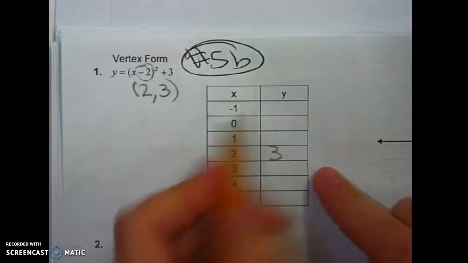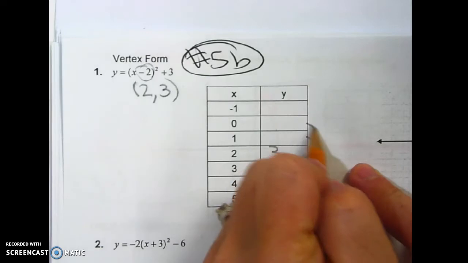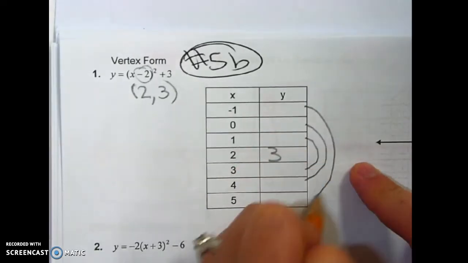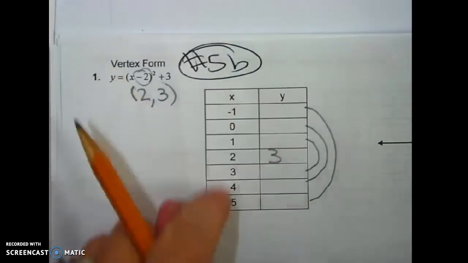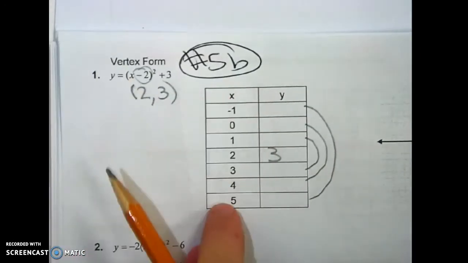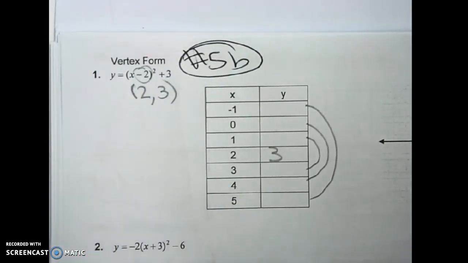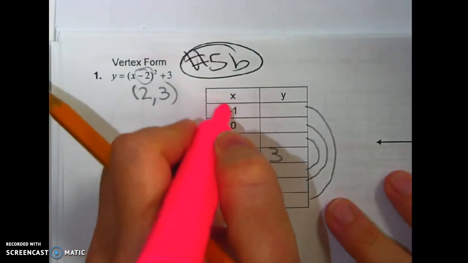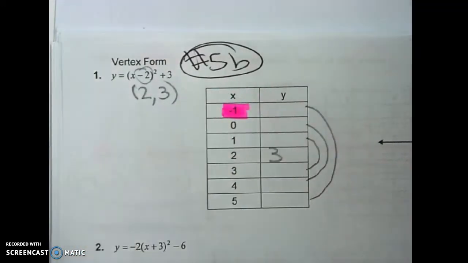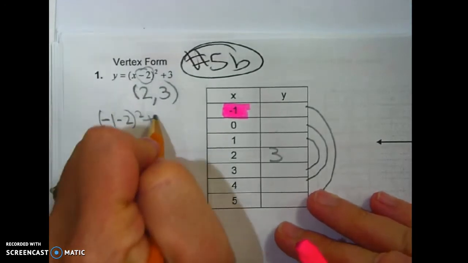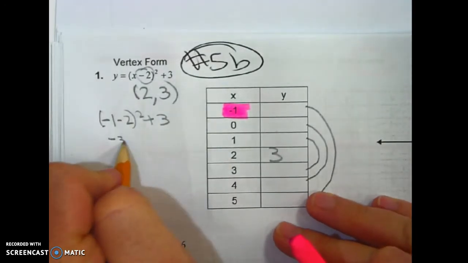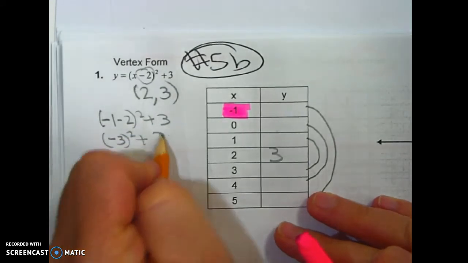Now that you know that's your vertex, these two numbers match, these two numbers match, and these two numbers match. So remember what I need you to do. I need you to show me the first one. Well, probably not the last one here because it's the same value. Actually, I'll just give you the first. Let's make it the first two. So make it this one. So we'll go -1 minus 2 squared plus 3, -3 squared plus 3.